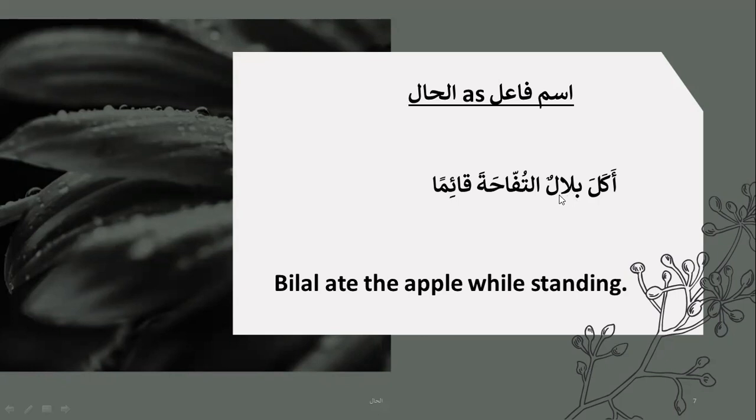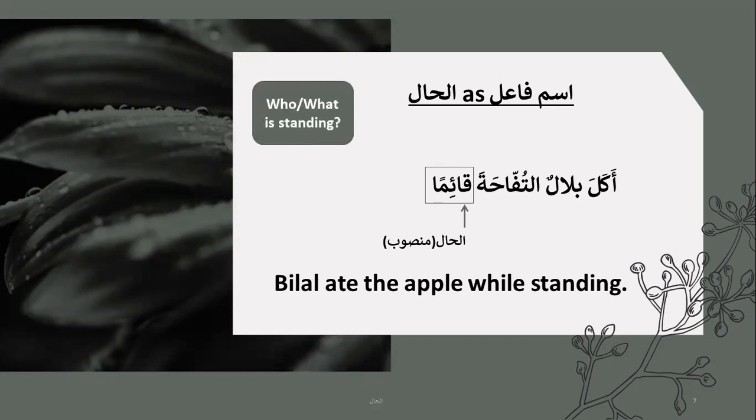Now, Bilalun could also be complete, but you can also see that there is one more piece of information, which is at-tufahata, which is nasab, but it has al in it. So maybe it's the maf'ul of this. Now, once you find the fa'il and maf'ul, there is qa'iman, which is also mansub. So it could be that this is your hal.